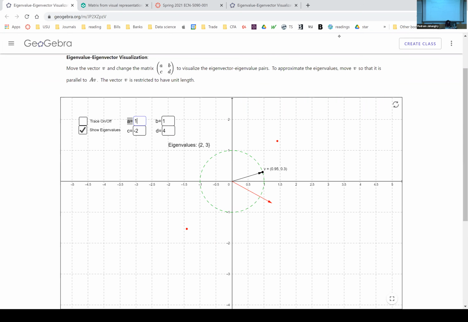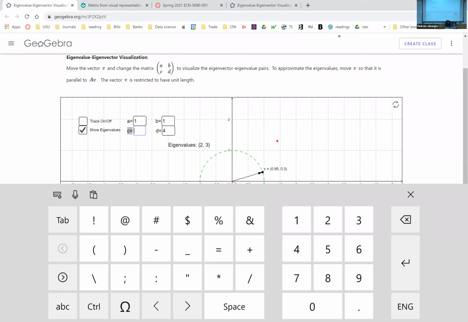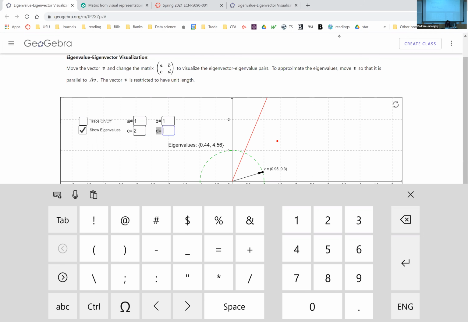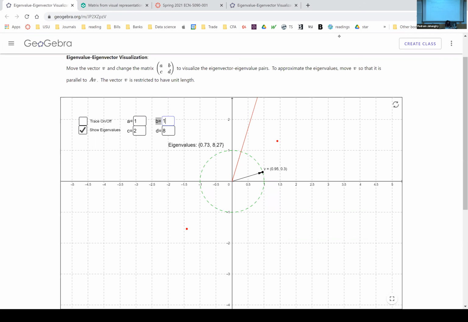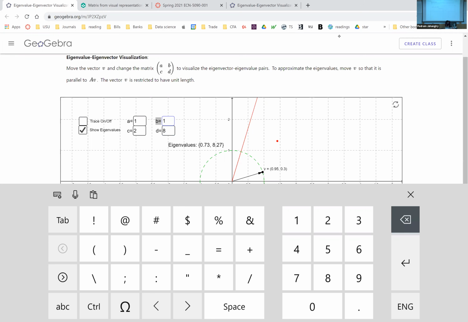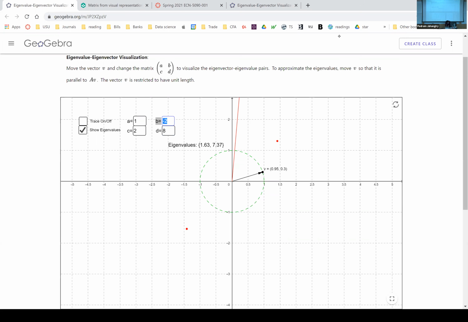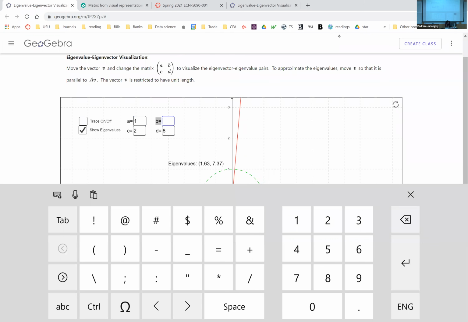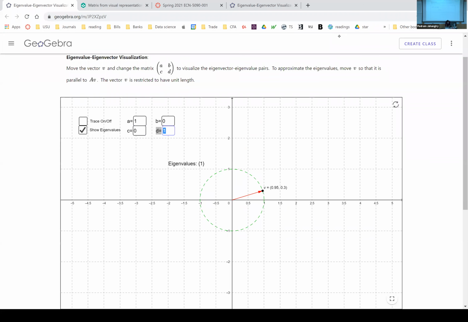For example, let's do 1. I'm trying to come up with something that doesn't have an eigenvector. Well, I cannot calculate eigenvalues off the top of my head, but I think if I do 1, 1, 1, 0, a simple shear transformation, if I change it, it's going to be. So here's a unique eigenvector, right?